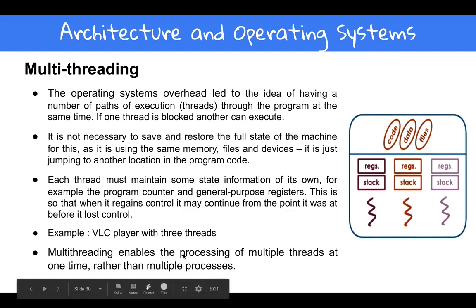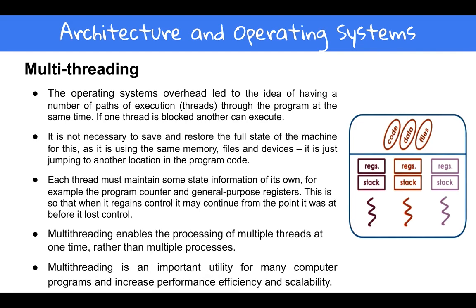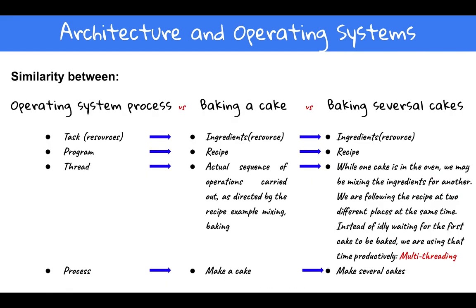So by multi-threading, the efficiency of a machine increases massively. Multi-threading enables the processing of multiple threads at one time rather than multiple processes. And as I said, it's quite important for the scalability and efficiency of our machines.